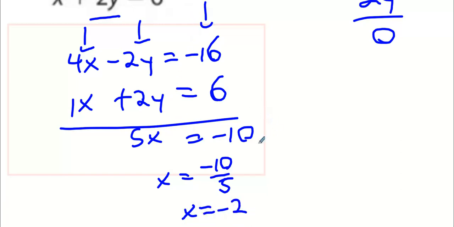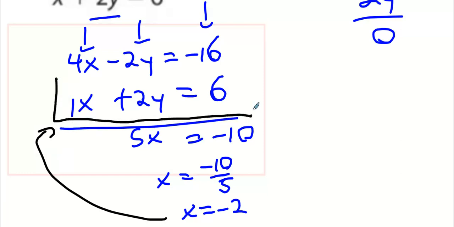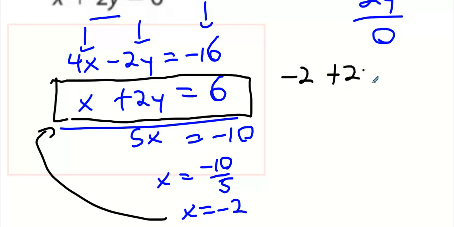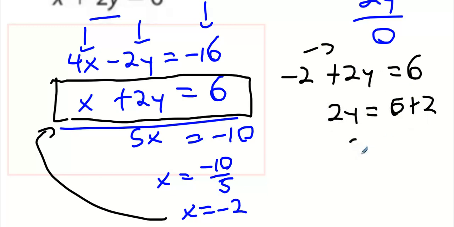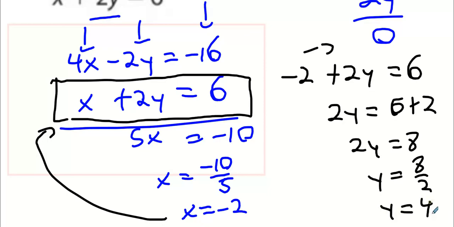The next thing you're going to do is sub that back in to either of these equations. I might just sub it into the bottom equation like so, and replace x with minus 2. So 1x and x are the same thing. So replace x with minus 2. Minus 2 plus 2y equals 6. Move the minus 2 to the other side, I'm going to get 2y equals 6 plus 2, which is 8. And then I'm going to divide by 2. 8 divided by 2 is 4. And that's it done.